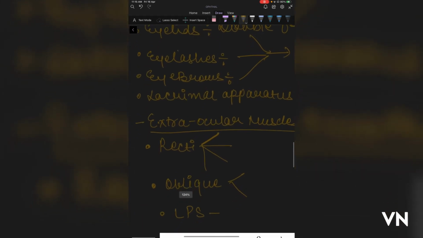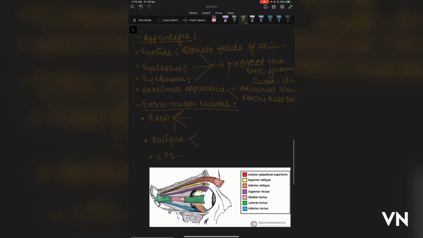Now we come to the extraocular muscles. There are four recti, two obliques, and one LPS, that is levator palpebrae superioris. The recti are your superior, inferior, medial, and lateral recti.